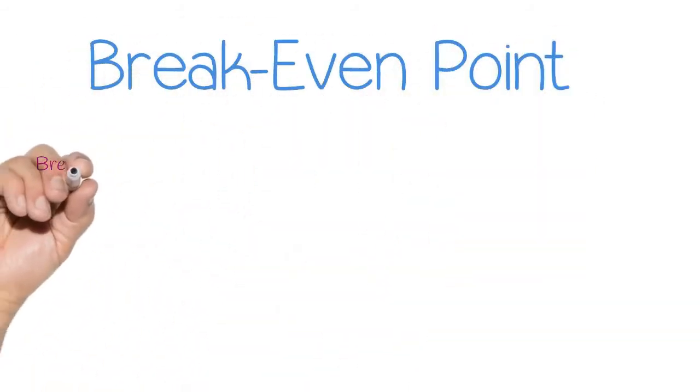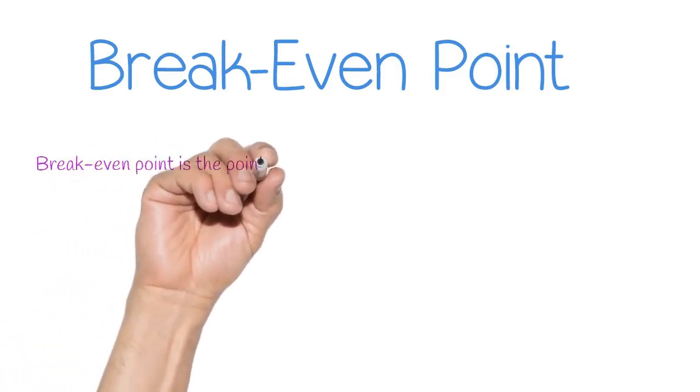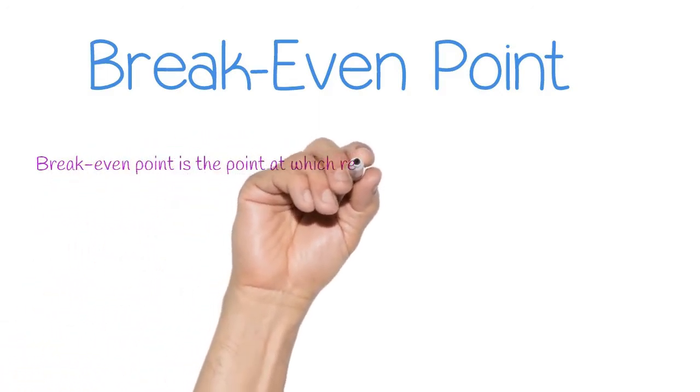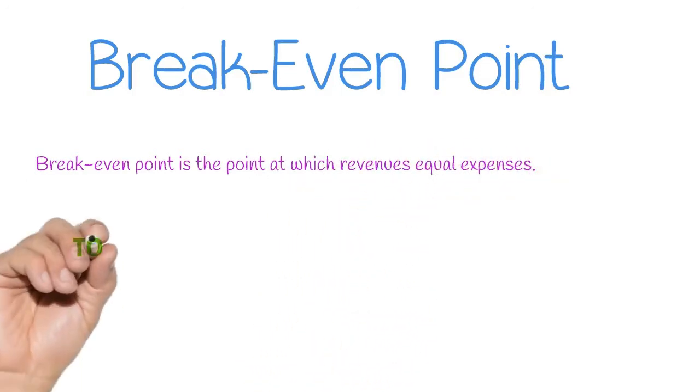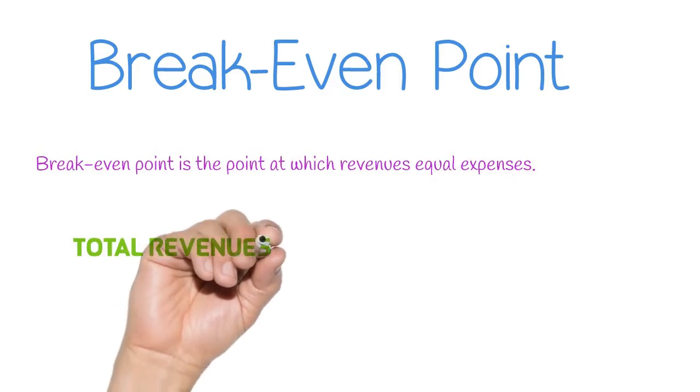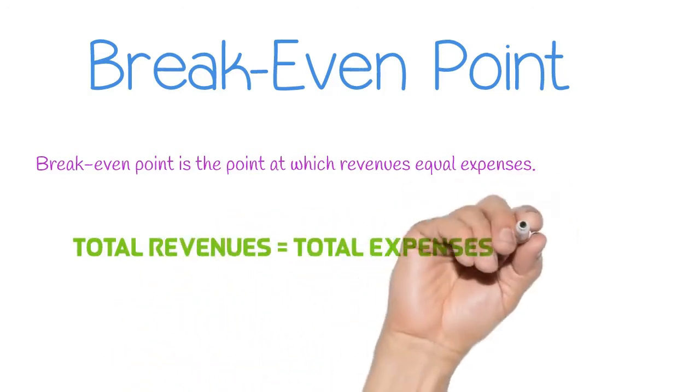Today, I am going to explain break-even points. Break-even point is a point where total revenue is equal to total cost, as a result no profit or loss. What does it mean? It means total revenue is equal to total expenses. So, no profit or loss in break-even point.